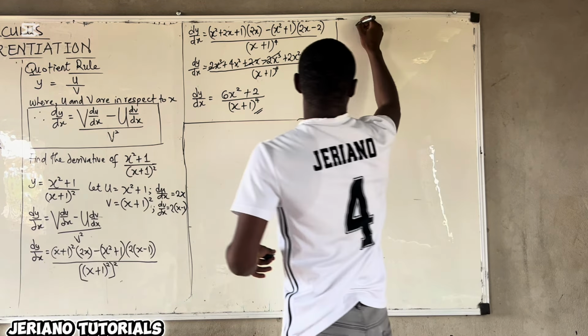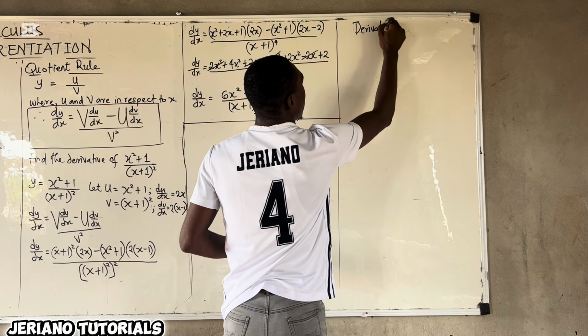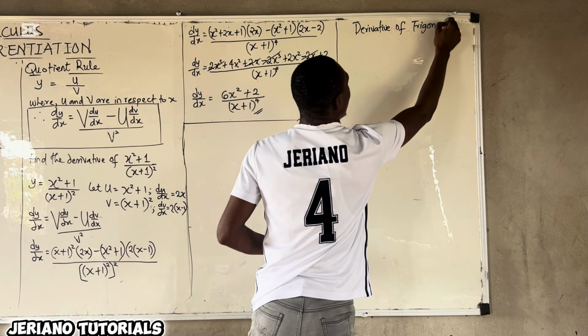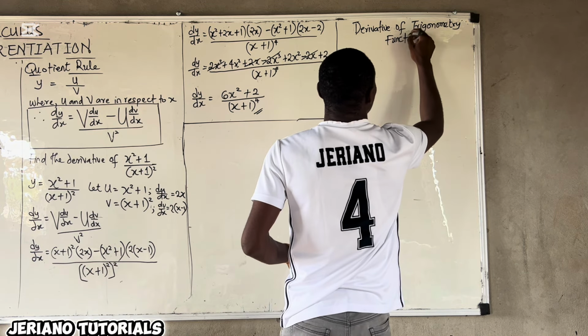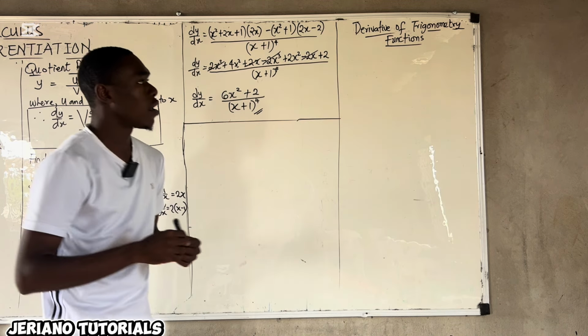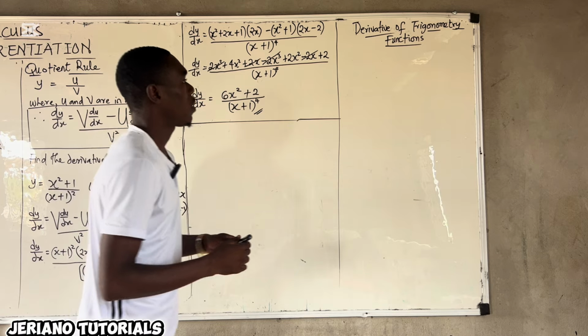Okay, for derivative of trigonometric functions, remember there are 6 trigonometric ratios. Now I want us to see the derivative of all 6 of them.